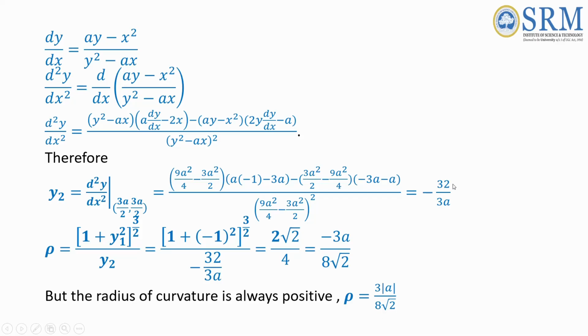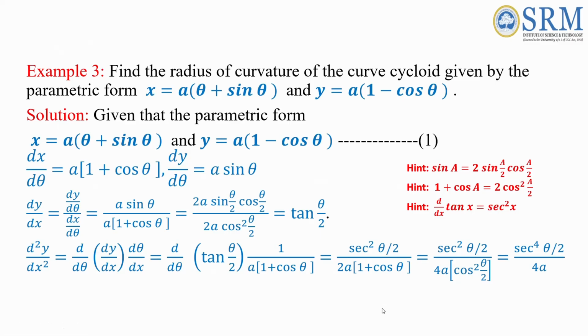y2. The value of y2 is minus 32 divided by 3a. Then we plug the values of y1 and y2 in the formula rho equal to (1 plus y1 square) whole power 3 by 2 divided by y2, and we are getting minus 3a by 8 root 2. But the radius of curvature is always positive, so you take the absolute value of this. Therefore rho equal to 3 into modulus of a divided by 8 root 2. One observation: the radius of curvature is always positive.